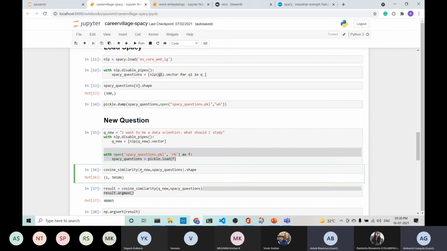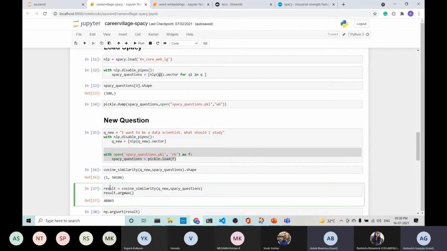and then I do a cosine similarity with each of the 50,106 questions. So I have given one vector and my repository has 50,000 vectors. For each vector, I would calculate the similarity and I would place it. So this is where I'm placing it.